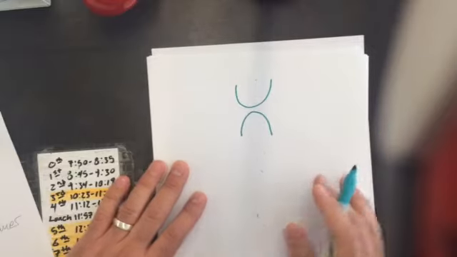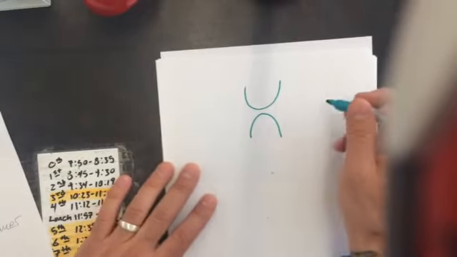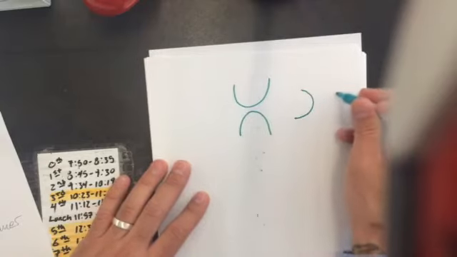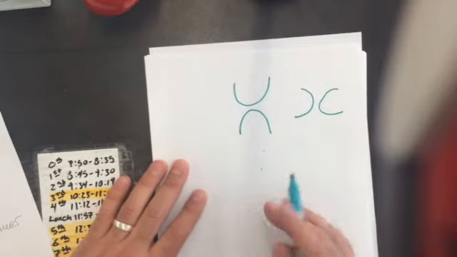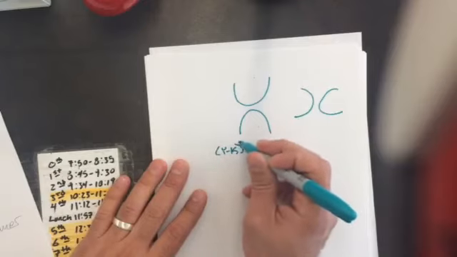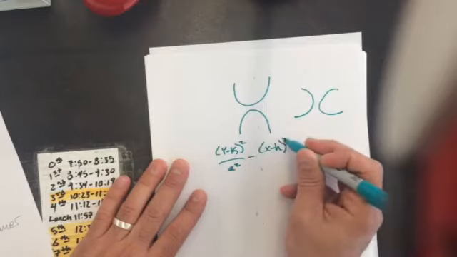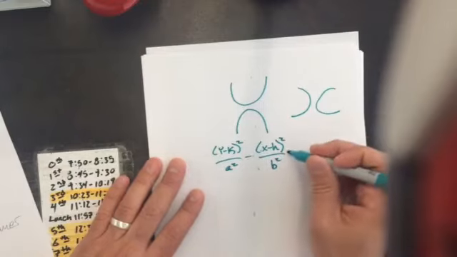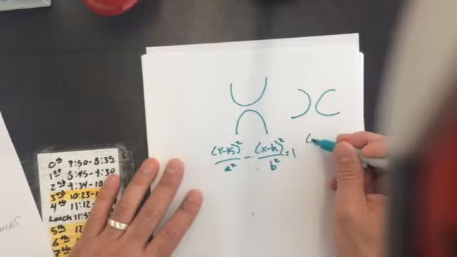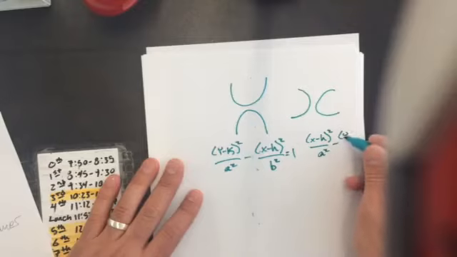Here's my poorly drawn vertical hyperbola, and here's my poorly drawn horizontal hyperbola, okay? This one gets the equation (y minus k) squared over a squared minus (x minus h) squared over b squared equals 1. This one gets (x minus h) squared over a squared minus (y minus k) squared over b squared equals 1.